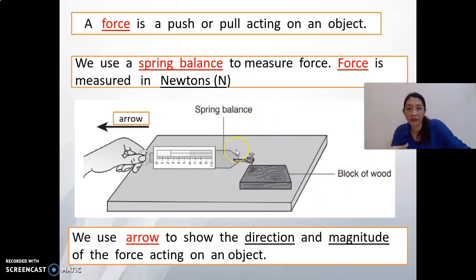If the force is going to the left, the arrow is the same. We use an arrow to show the direction and magnitude of the force acting on an object.